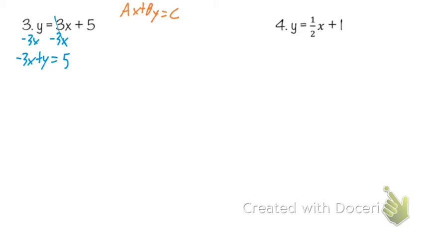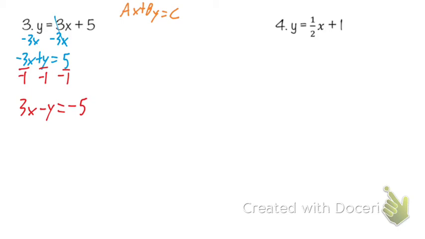Divide or multiply by negative 1. It really doesn't matter which. We've been multiplying, but I can show you that we can divide as well. Let's say I divide every single thing by negative 1. Once again, we have to do it to everything. Negative 3x divided by negative 1 is positive 3x. y divided by negative 1 is negative y. 5 divided by negative 1 is negative 5. Either way, whether you multiply or divide everything by negative 1, you get the same answer.